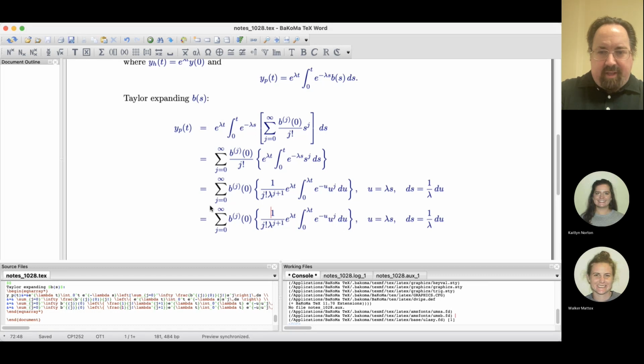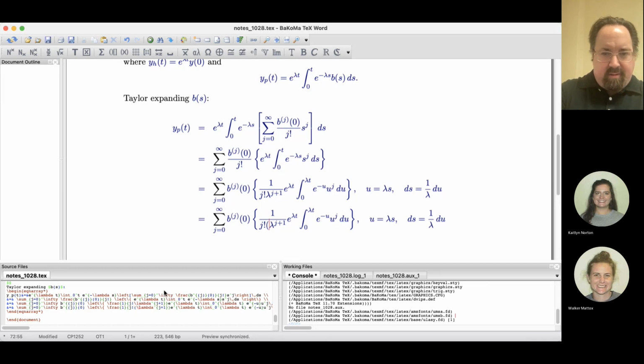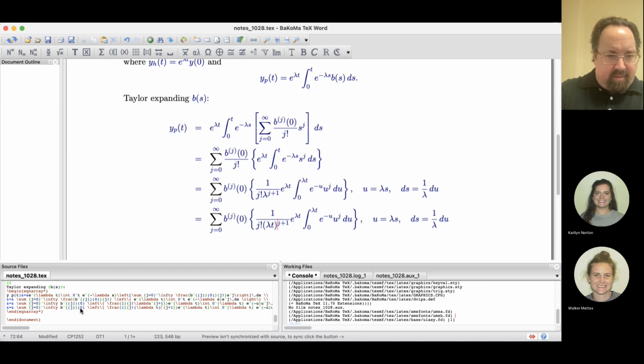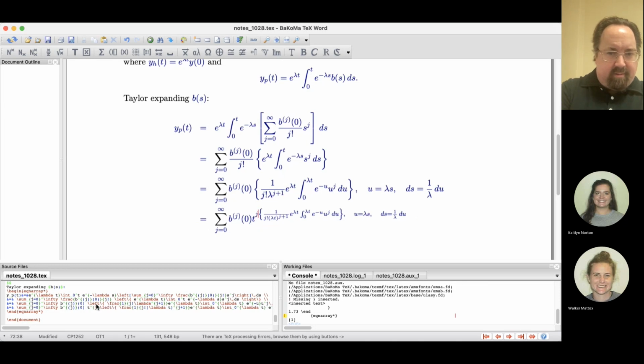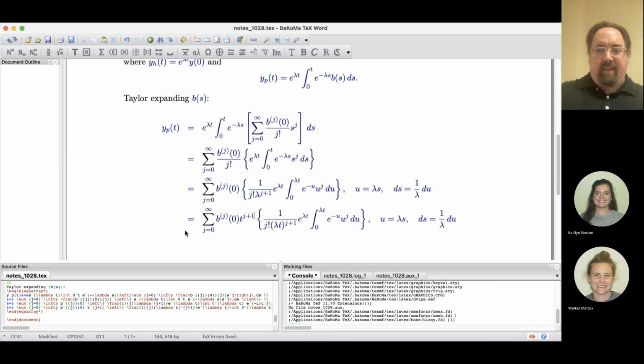Okay, now, because notice here we have lambda t and lambda t. But here I have just lambda raised to a power. So I want to have lambda times t raised to that power. So I can do that, provided I multiply by t to the j plus 1 as well. I'm going to put that out here. Okay. So now all of that is set.